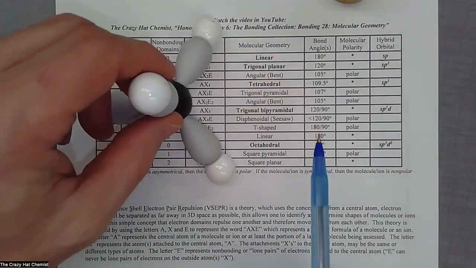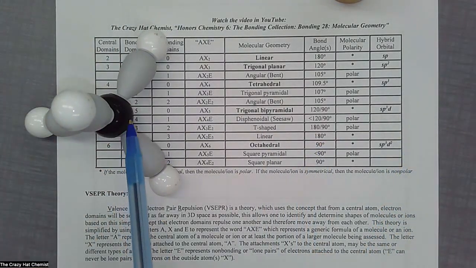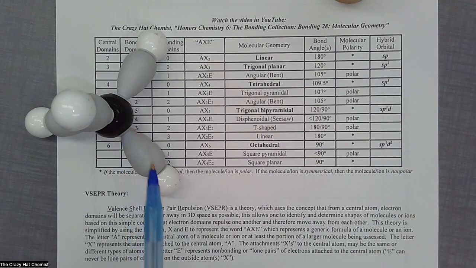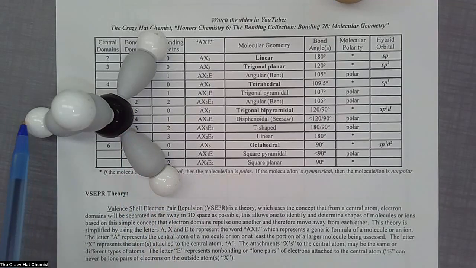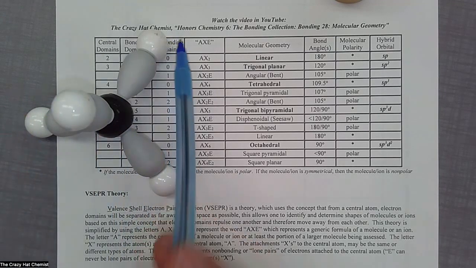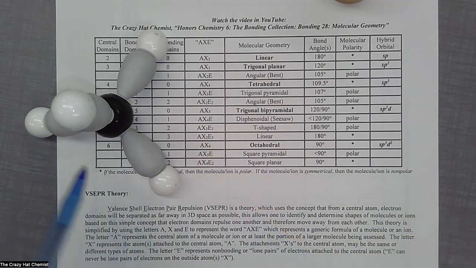And so this is going to be the tetrahedral-like structure right here. A for the black one, X for the white things here. So it's AX4. The bond angle here, this bond angle, this bond angle, and this bond angle are all the same at 109.5. So these white things are at the corners of a tetrahedron.